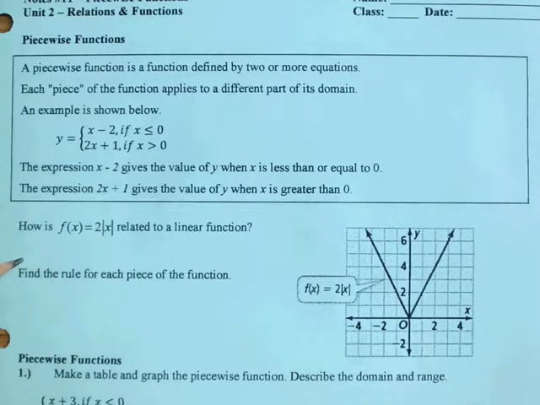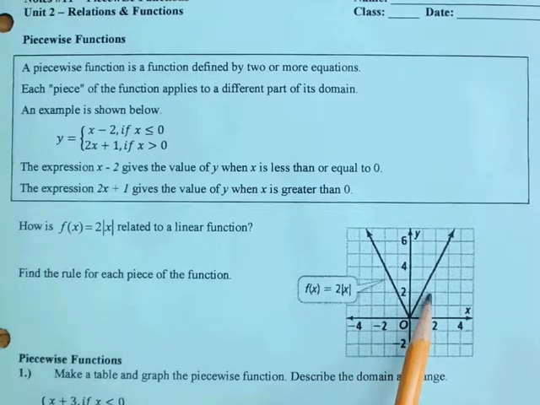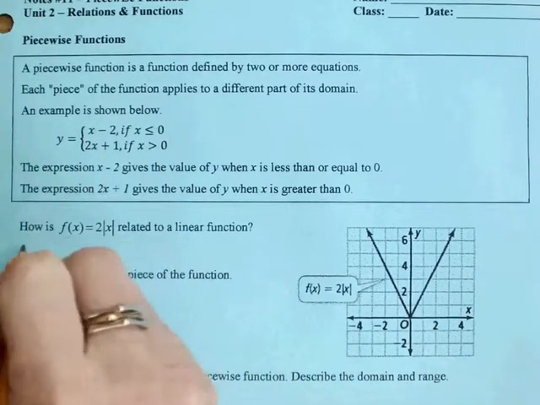This first example that I have for you is: how is f of x equal to 2 times the absolute value of x related to a linear function? And so, yes, this graph right here could be viewed as the function f of x is equal to 2 times the absolute value of x. That's what it could be. Or we could view it as a piecewise function. If we view it as a piecewise function, we could easily say that this graph has two pieces that meet at the vertex. Okay, so let's go ahead and write that in.